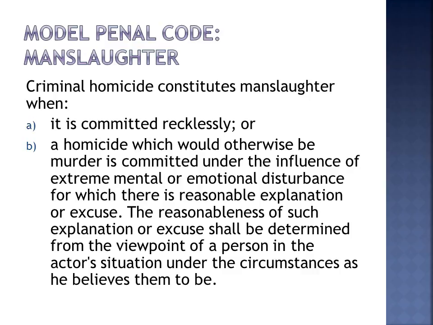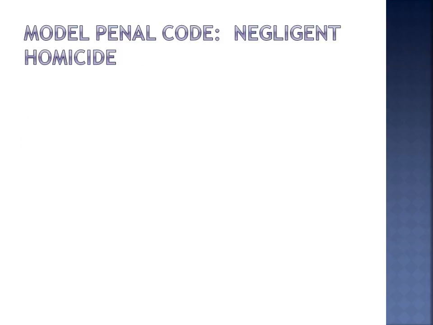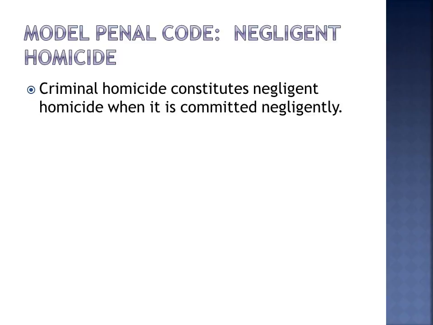manslaughter. So under manslaughter, the two types of manslaughters under the Model Penal Code are ones that are committed recklessly or ones that would otherwise be murder, but there's an extreme mental or emotional disturbance that excuses them partially and brings the charge down to manslaughter. The last type of homicide under the Model Penal Code is negligent homicide, and it's pretty easily understood. It's a homicide that's committed negligently.